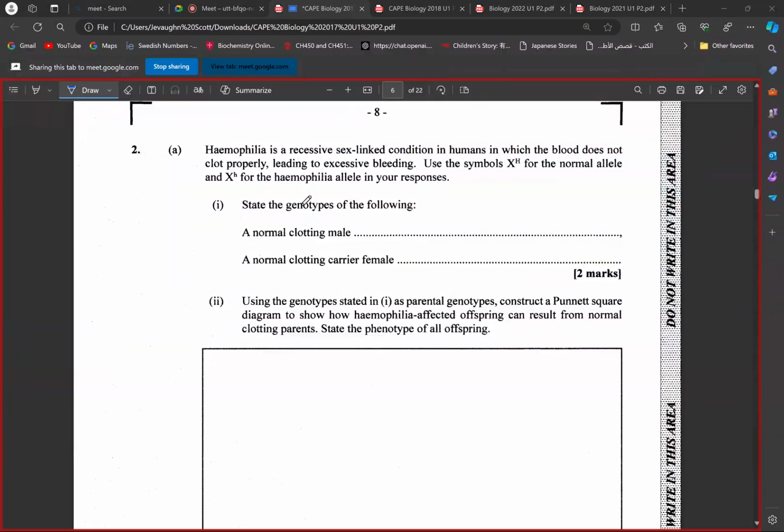Alright, so we're just gonna begin the Section A Module 2 question for the 2017 biology paper. It says that hemophilia is a recessive sex-linked condition in humans in which blood does not clot properly, leading to excess bleeding. The symbols X^H for the normal allele and X^h for the hemophilic allele are to be used in our responses.